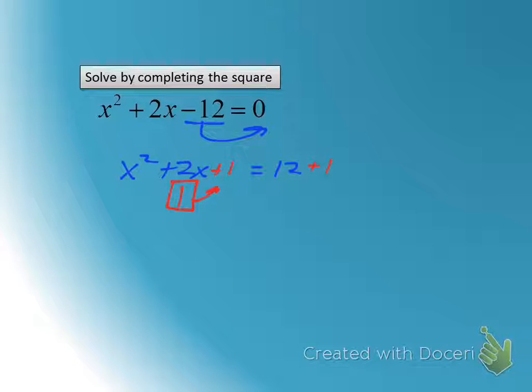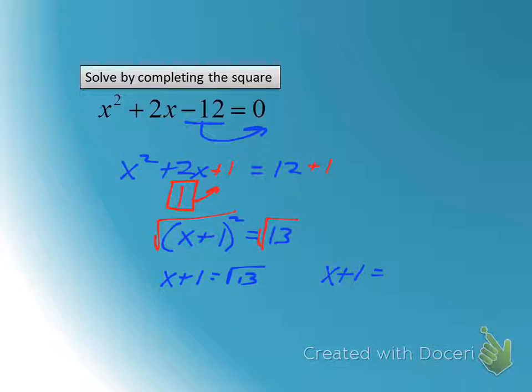Okay. Good. All right. So the left side becomes x plus 1 squared equals 13. Okay, which is prime, exactly. So your factor tree on 13, you don't even need to worry about. You still take square root of both sides. So x plus 1 equals square root of 13. X plus 1 equals negative square root 13.